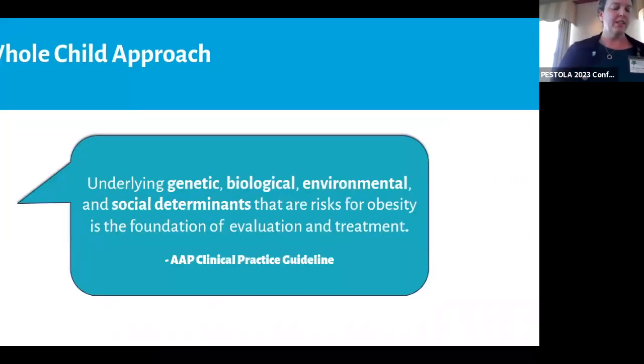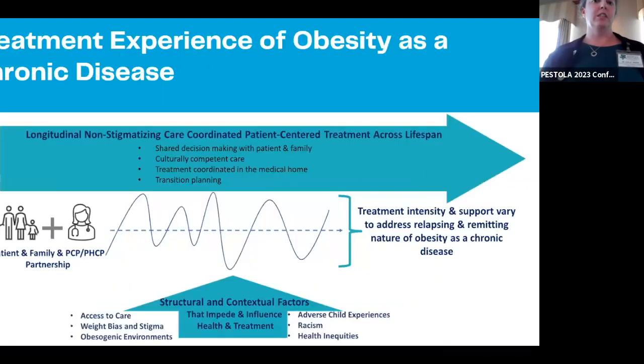As a result, the CPG emphasizes the need for a whole child approach. Understanding all of the underlying factors for specific patients' excess weight gain is the foundation for evaluation and treatment. And while etiology is complex, what we saw was that multiple randomized control trials and comparative effectiveness studies showed that obesity treatment is indeed successful, or can be.